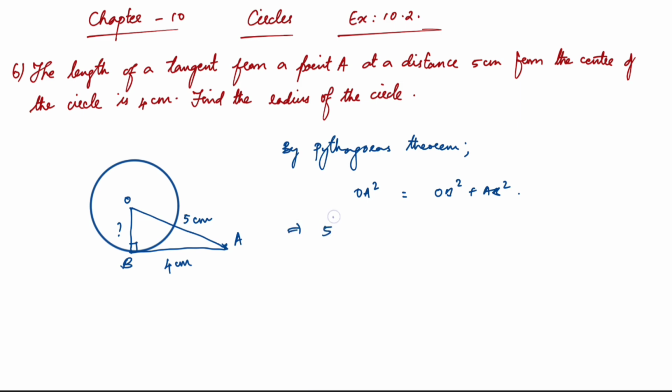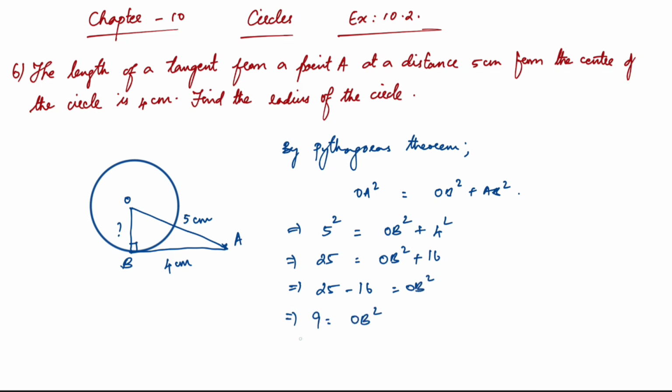Substituting their values, 5 square is equal to OB square plus 4 square, which gives us 25 is equal to OB square plus 16. 25 minus 16 is equal to OB square. 9 is equal to OB square. Taking square root, we get 3 is equal to OB. Therefore, the radius of the circle is 3 cm.